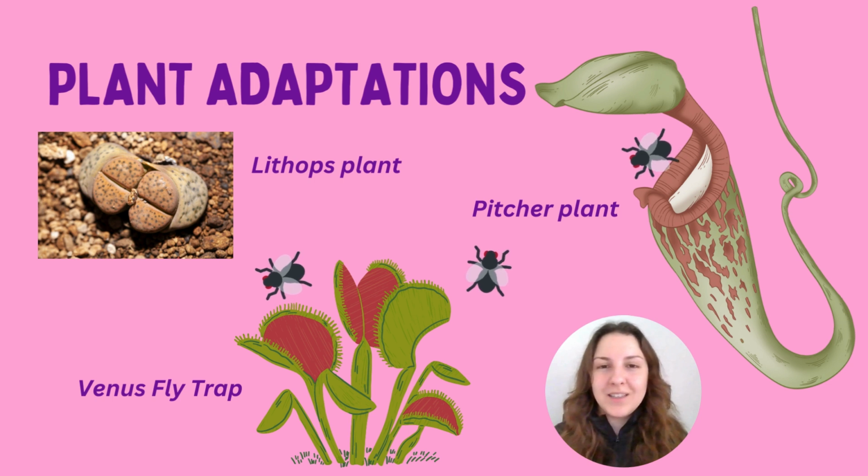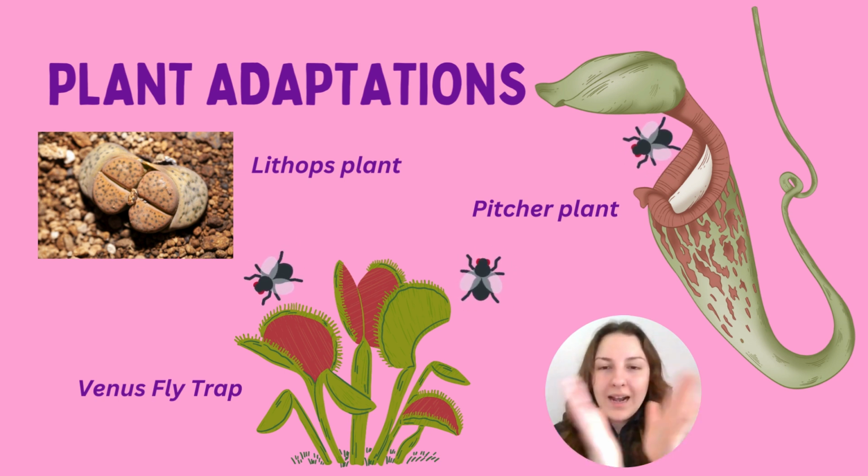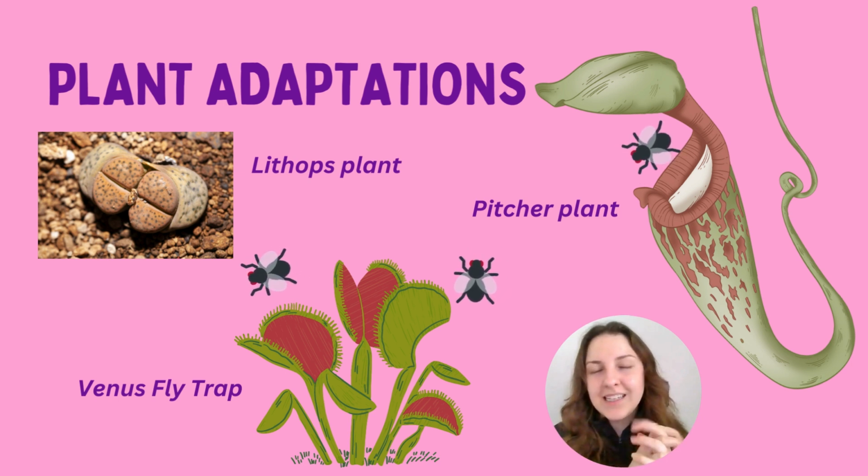So we have the Venus flytrap, which has specialized structures on the leaves. When an insect touches those almost little prongs, they will clamp shut and dissolve that insect using enzymes that are found there.